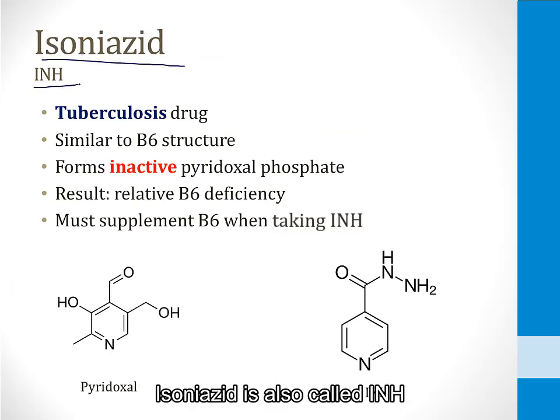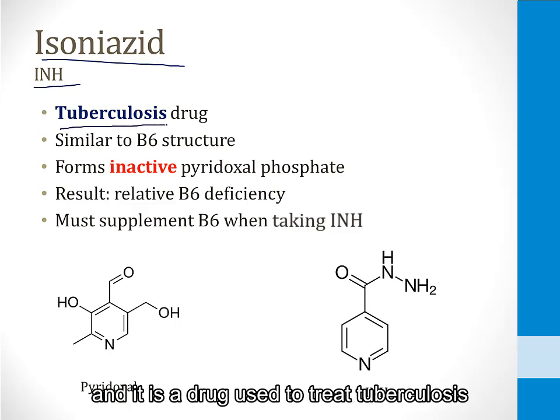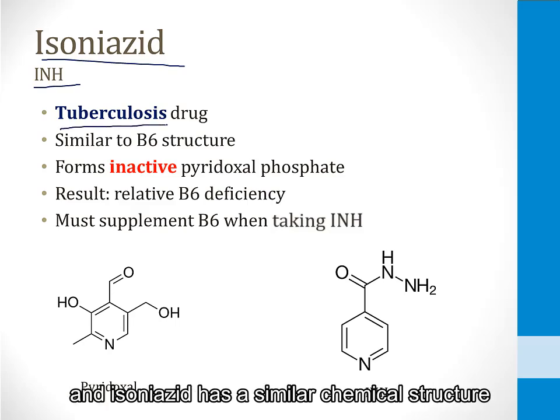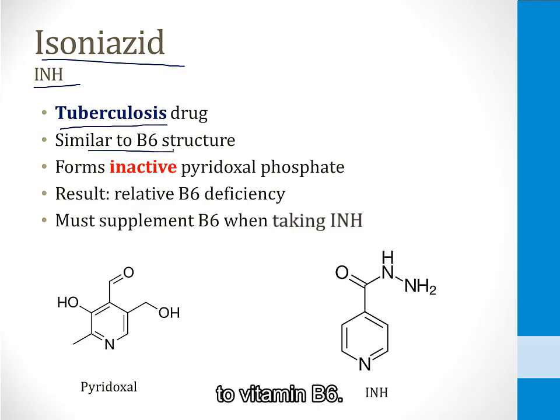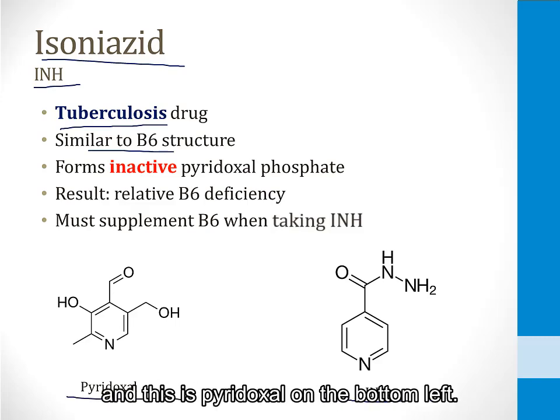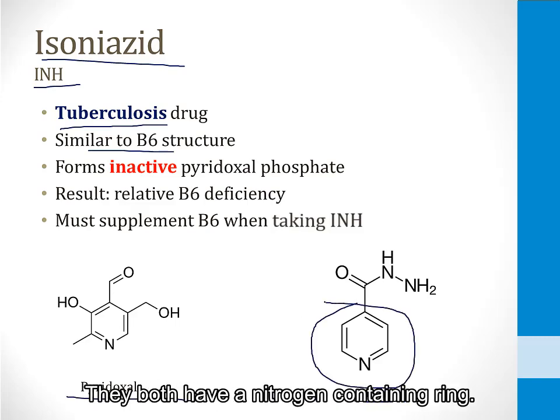Isoniazid is also called INH, and it is a drug used to treat tuberculosis. And isoniazid has a similar chemical structure to vitamin B6. This is the structure of isoniazid on the bottom right of the screen, and this is pyridoxal on the bottom left. They both have a nitrogen-containing ring.